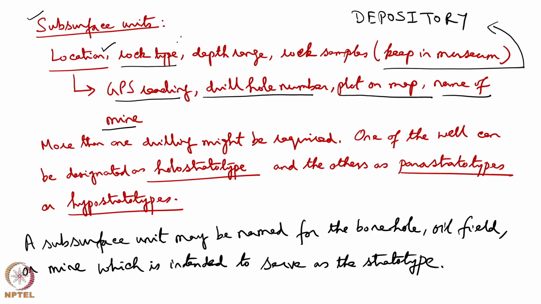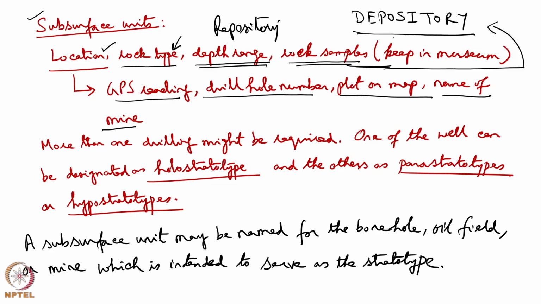The rock type should be studied in hand specimen and thin section. The depth range of occurrence of that rock is to be studied. The rock samples should be kept in a museum, what we call a depository. If any scientific data set is kept alongside a research paper, we call it a repository. And in the museum, when we are keeping rocks for future use record, then we use the word depository.